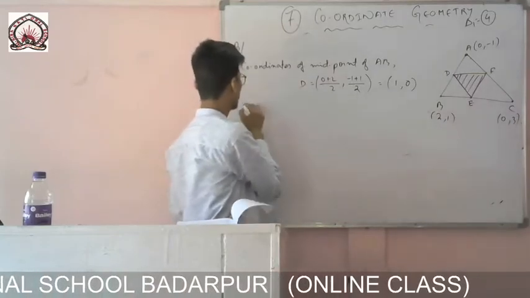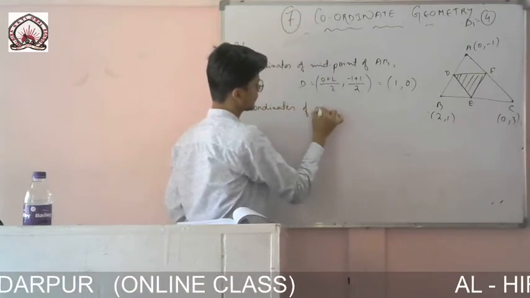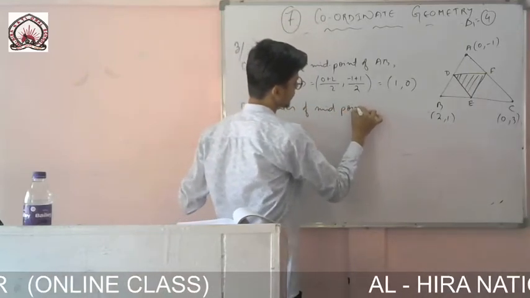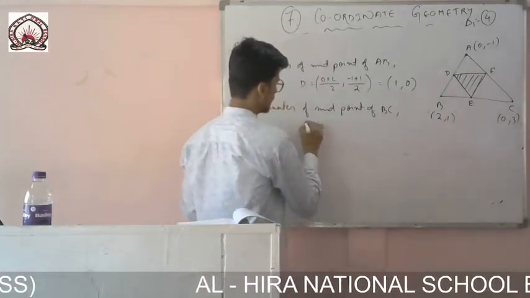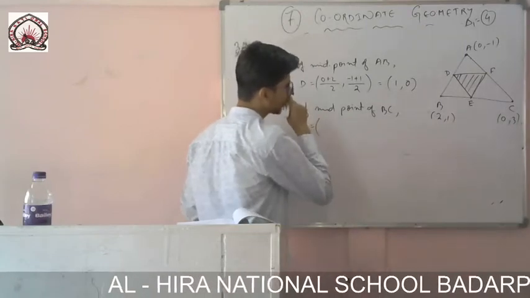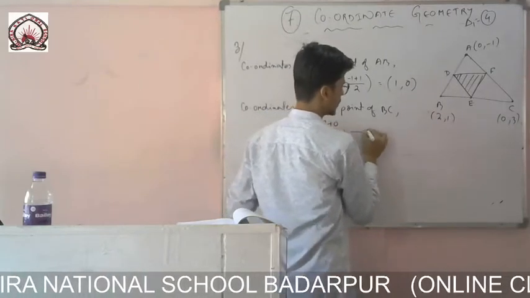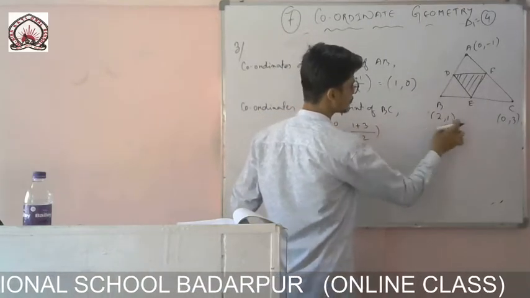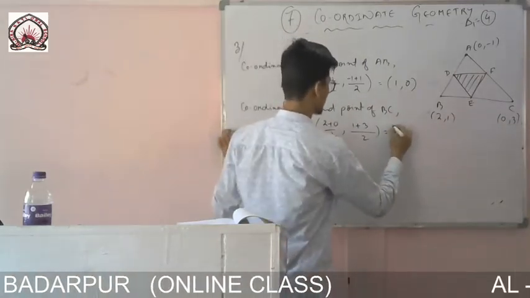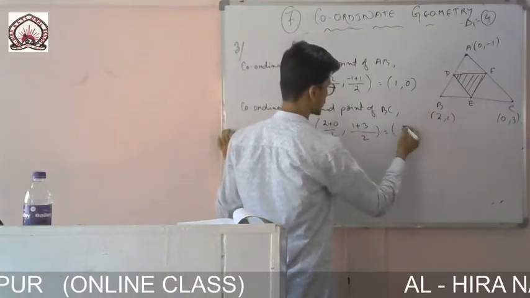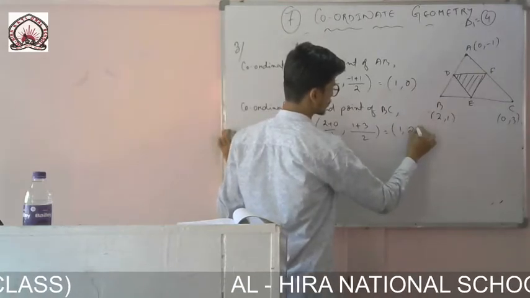Okay, now coordinates of the next one, coordinates of the midpoint of BC. BC means which one? E we are finding. So for E, it will be 2 plus 0 by 2 comma 1 plus 3 by 2. So the coordinates are, 2 plus 0, 2 by 2, it will be 1, and 1 plus 3, 4 by 2, it will be 2.